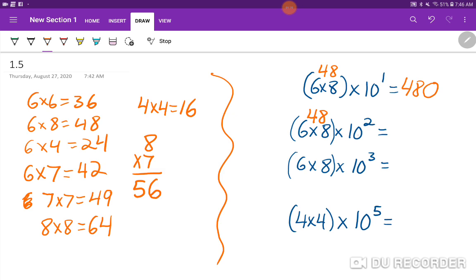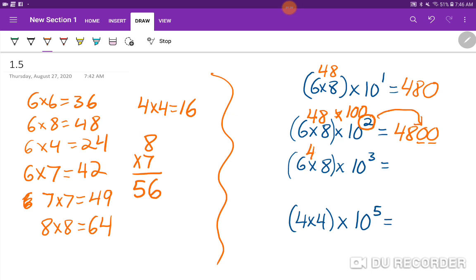How about 48 times 10 to the second power, or 10 squared? Well, 10 squared would be a 1 with 2 zeros, or 10 times 10, which is 100. So then we get 48 times 100, which is 4,800. 2 zeros. See the pattern? 2 zeros, 2 zeros.